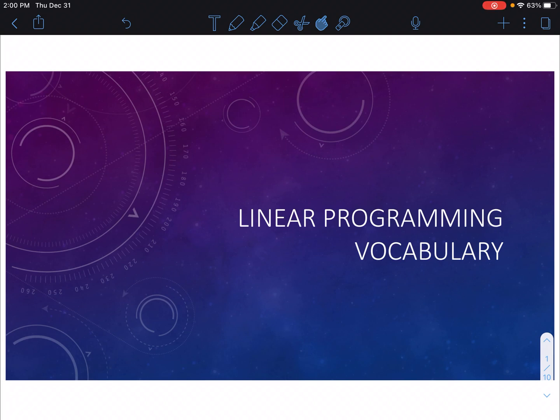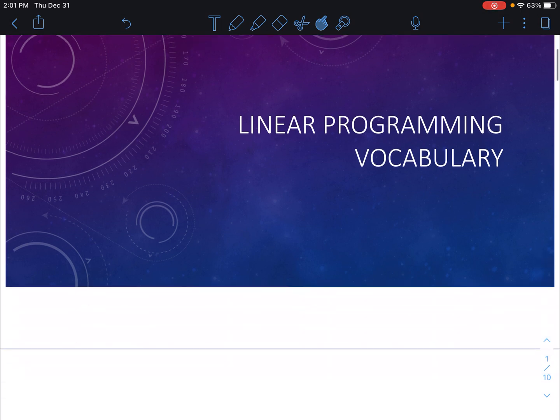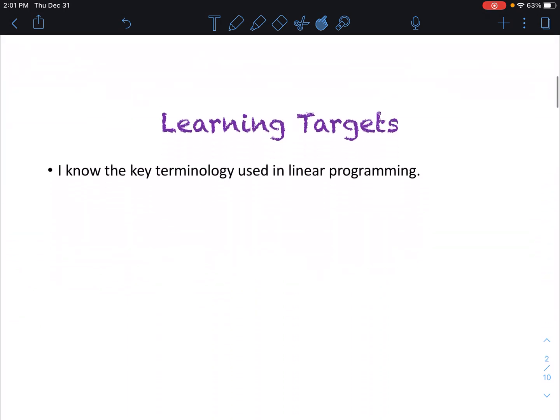All right, so we're going to start a unit on something called linear programming. And before we do that, there's some key terminology that we really need to learn about first. And so I want to start this unit by going over some of those things and introducing you to terms you'll see regularly. Okay, so that's our learning target.